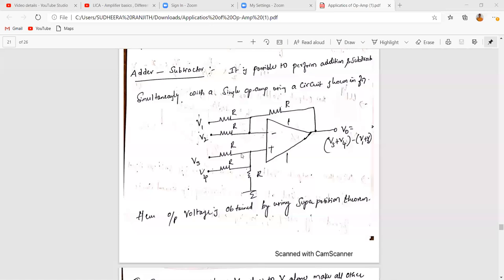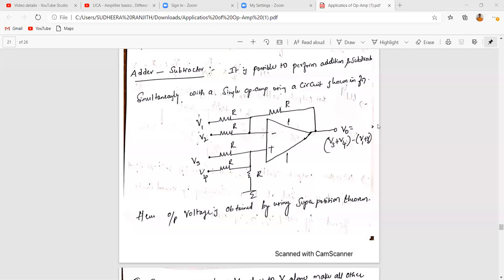For that, I have taken four inputs, V1, V2, V3, V4. V1 and V2 are applied to the inverting input terminal of the op amp, and V3 and V4 are the inputs applied to the non-inverting input terminal of the op amp. Here I am assuming all the resistance values are identical, all equal. That's why I am taking R instead of R1, R2, R3, R4, R5, RF. I am taking a single resistance value R for simplification of analysis.